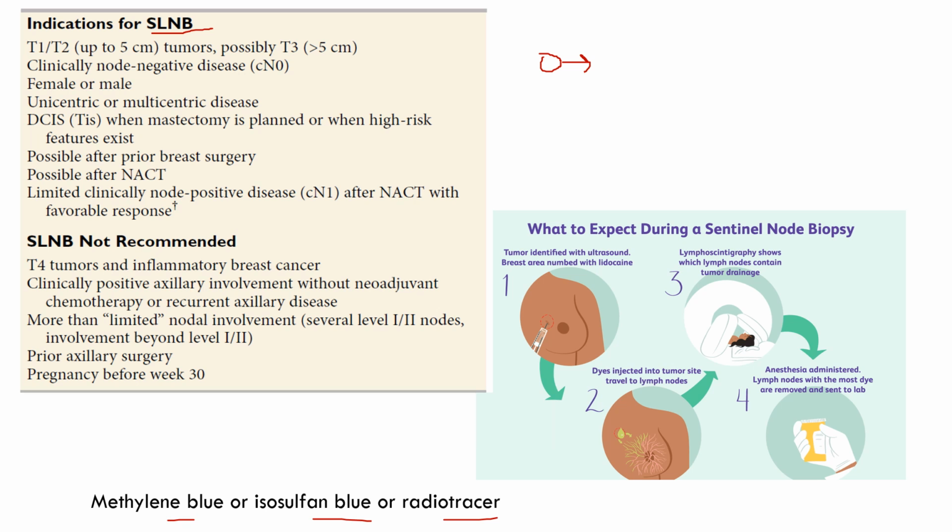So, what are the indications for sentinel lymph node biopsy? Sentinel lymph node means the first lymph node that is draining the tumor. So if we are injecting the dye into the tumor and then tracing whether the dye has reached the first lymph node, then we have to take the lymph nodes, otherwise we can spare. So that is indicated for T1 or T2 up to 5 centimeter tumors, possibly T3, that is more than 5 centimeter, clinically node negative. If it is not positive, there is no need for sentinel lymph node biopsy, because sentinel lymph node biopsy is to rule out whether there is lymph node involvement. Female or male, unicentric or multicentric.